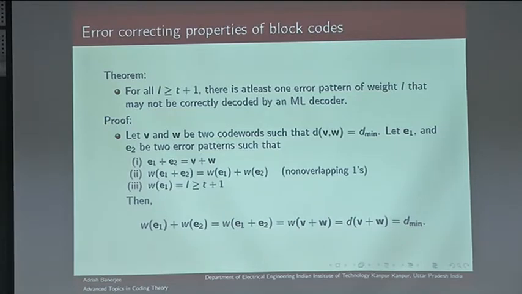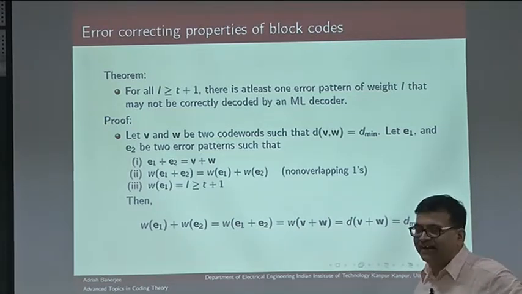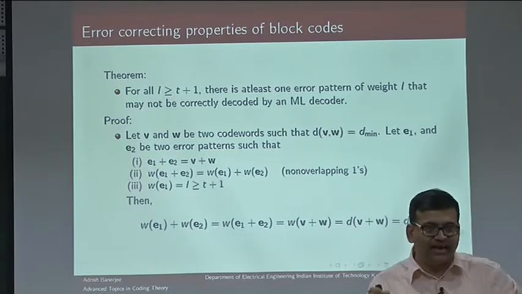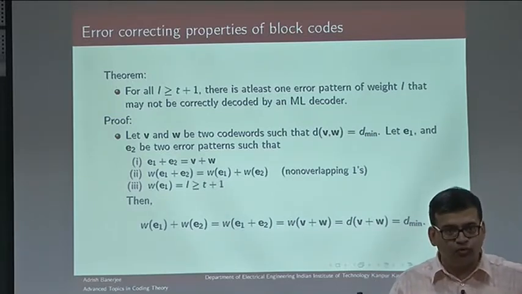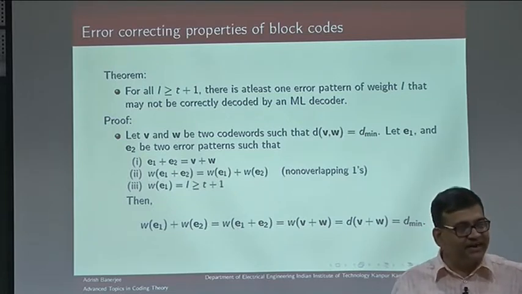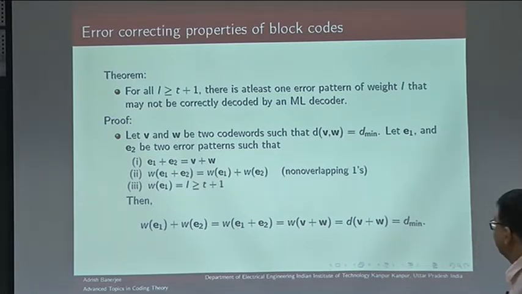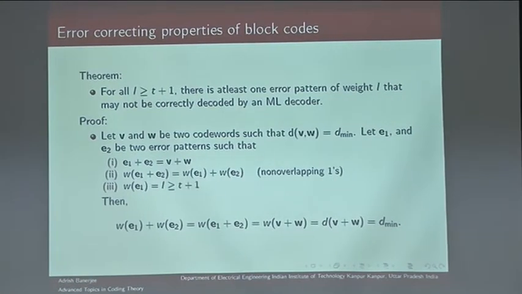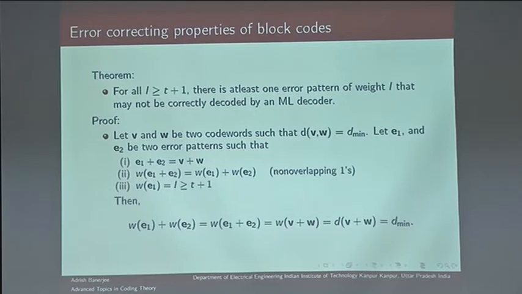Now, I am going to show you. I said that if the d min lies between 2t plus 1 and 2t plus 2, it can correct t errors. The next question is, I am going to show you if there is an error pattern of weight greater than t, that is t plus 1, then my decoder will make an error. So, it cannot correct errors of weight t plus 1, if my d min lies between 2t plus 1 and 2t plus 2.